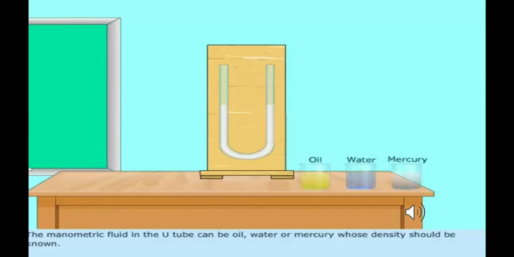Now, this U tube is filled with any liquid. It can be oil, it can be water, it can be mercury, any liquid which can be seen and whose density is known to you. So you have to fill in any manometric liquid over here, but the density should be known to you and it should be visible in the U tube. Okay, so we move further to see what happens next.